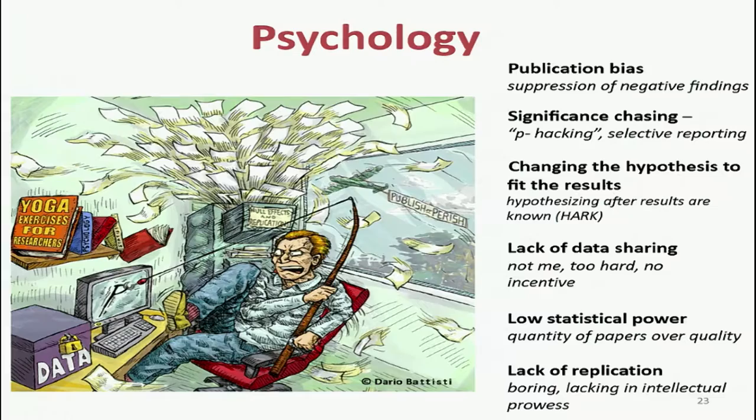But perhaps other disciplines have done a better job at that. Because, of course, these problems, for example, of publication bias, they're not unique to medical research. They are, for example, also very prevalent in psychology. So this is your academic psychologist. And you see he's fishing for a p-value.